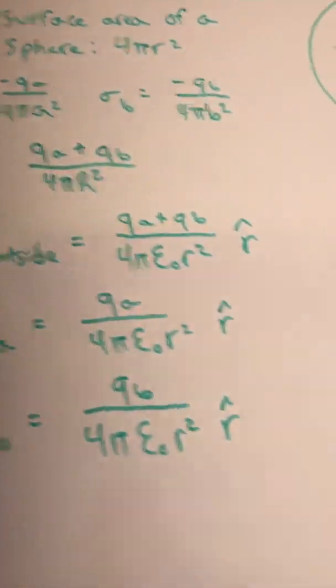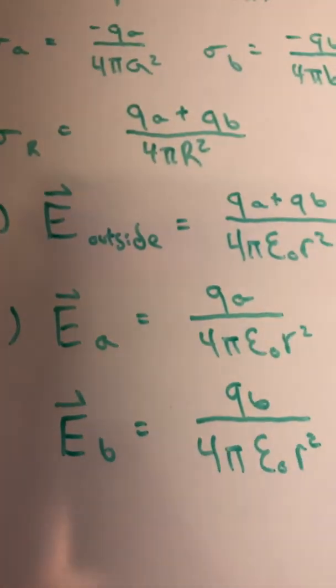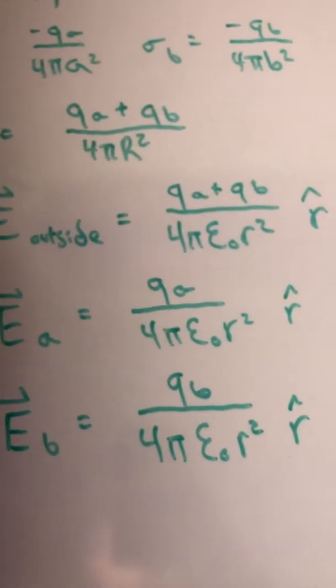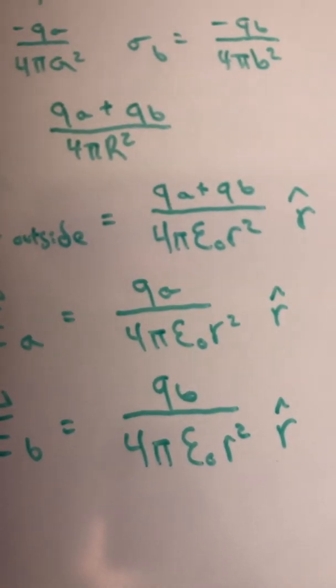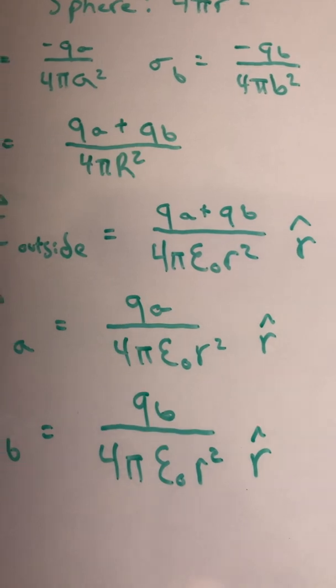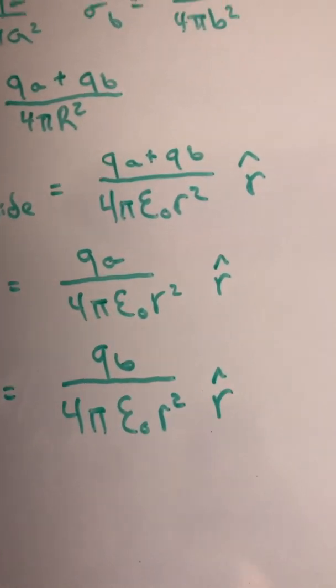For part C, it wants the field within each cavity, which is going to be E_A and E_B. Those are both pretty easy because you just treat Q_A and Q_B as point charges. You just use that charge, so you use Q_A over 4 pi epsilon naught r squared, and then Q_B over 4 pi epsilon naught r squared.